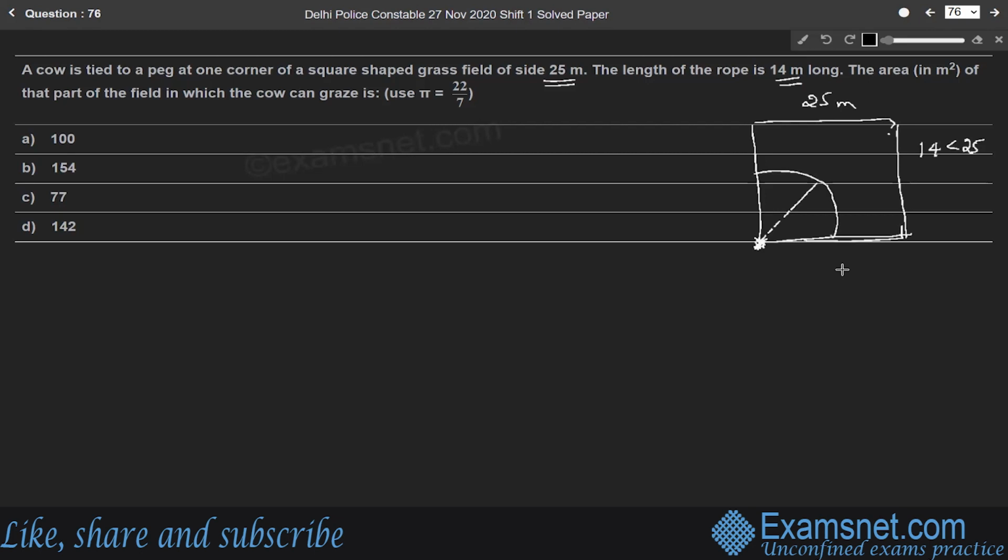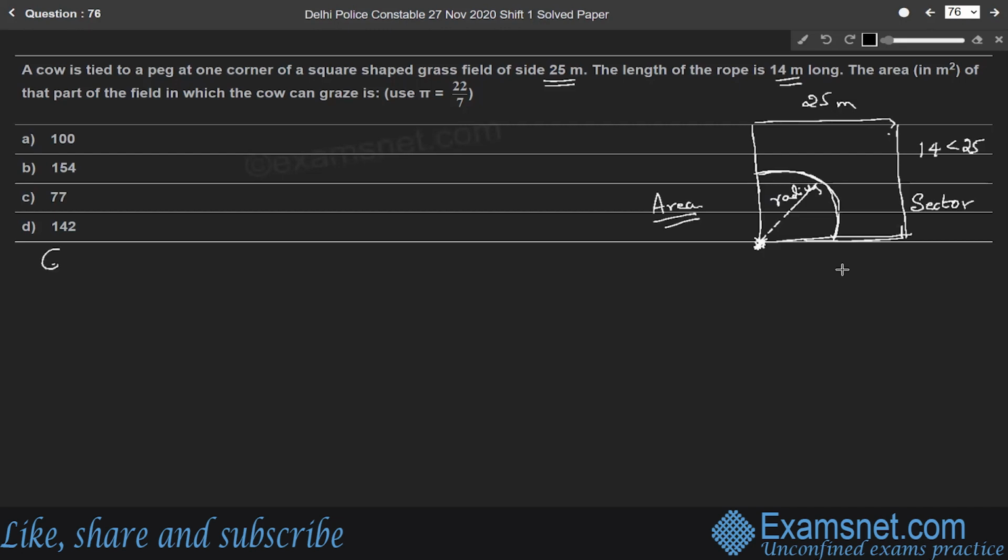This portion is called a sector. So the cow can graze only some portion of the square field. We have to find the area of this portion, nothing but the area of the sector, where the radius of the sector is nothing but the length of the rope.